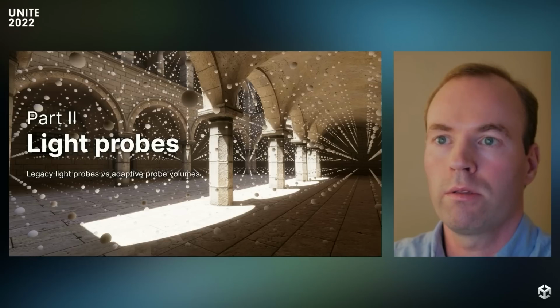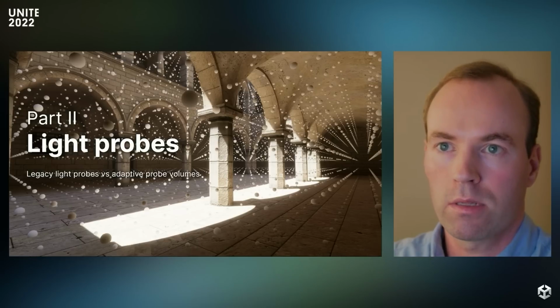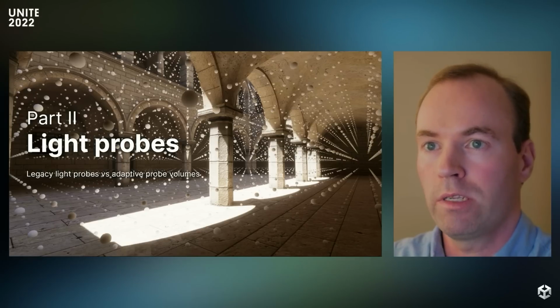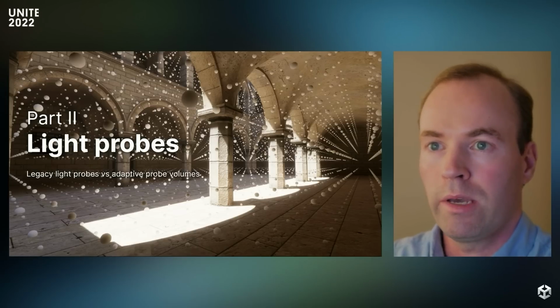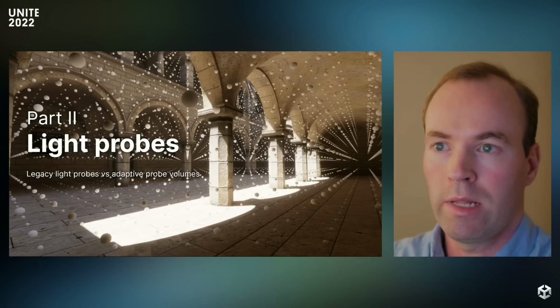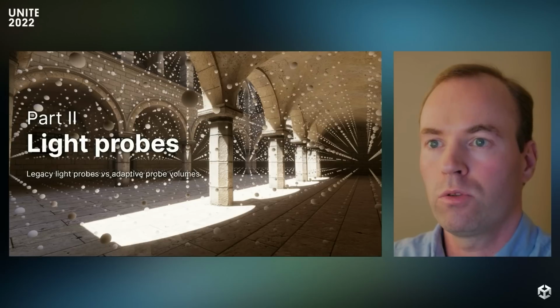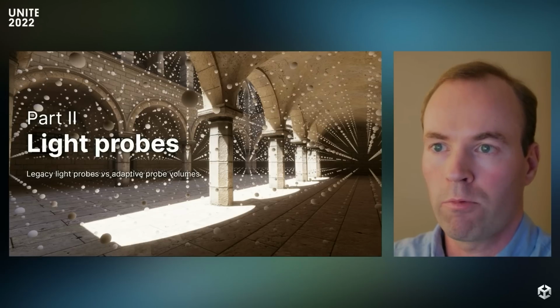In part 2, I will cover the lighting of dynamic objects that cannot rely on baked light maps because they can move in very dark or bright parts of the scene. Therefore, they need to be lit by a different type of lighting provided by light probes. We will first look into the legacy light probe group, then I will introduce our new adaptive probe volume system.